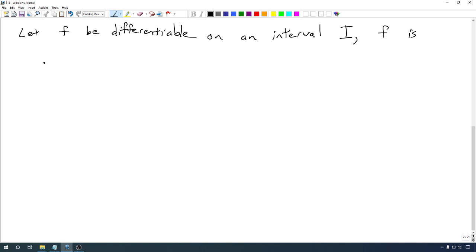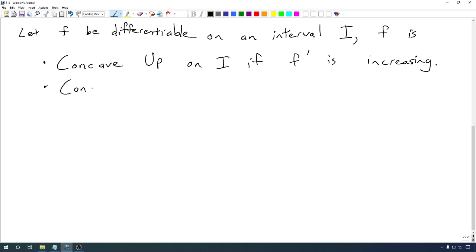F is, we say, concave up. Or as the book likes to put it, concave upward. But usually I find people use concave up more than concave upward. I should say specifically concave up on the interval I if f prime, the derivative of f, is increasing. Of course, if it's decreasing, we say concave down or concave downward.